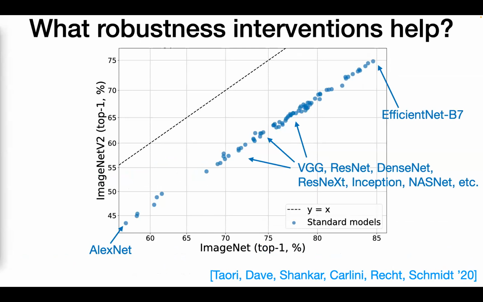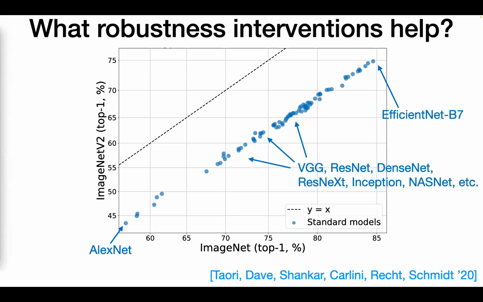So on the x-axis of this plot, we just put standard ImageNet accuracy. And then on the y-axis, we put accuracy under a distribution shift. As a first example here, ImageNet v2. And then I've put 80 different models on this plot, from the seminal AlexNet paper over VGG, ResNet, DenseNet, and so on, to the state-of-the-art model at the time, which was EfficientNet v7.